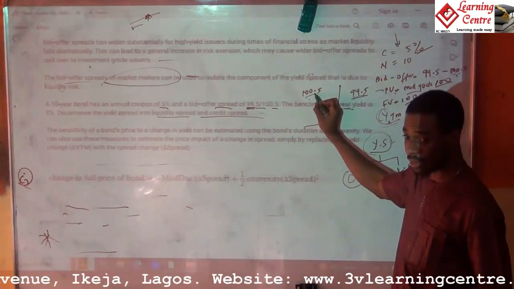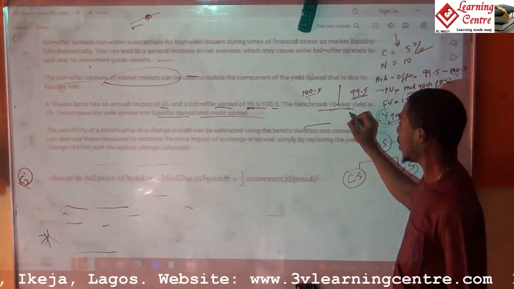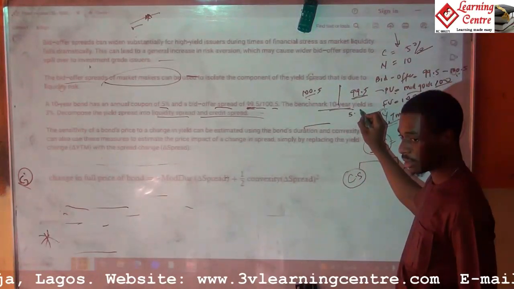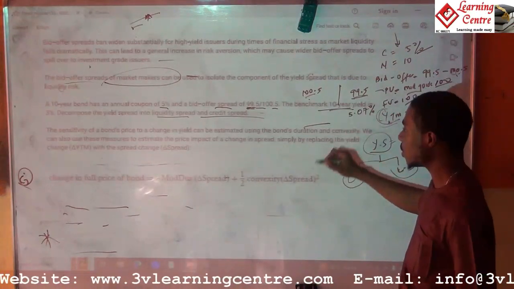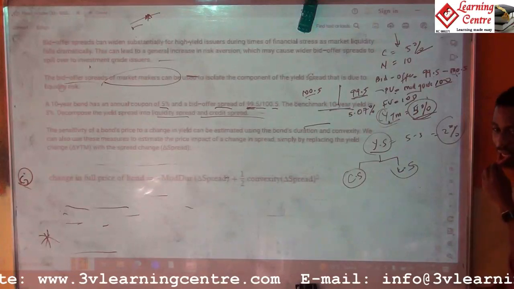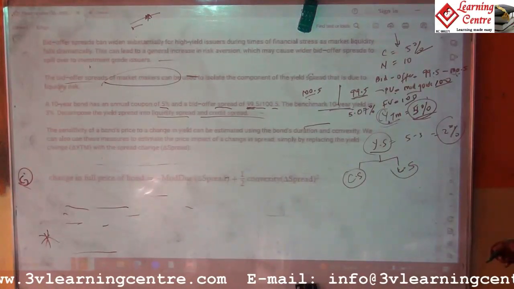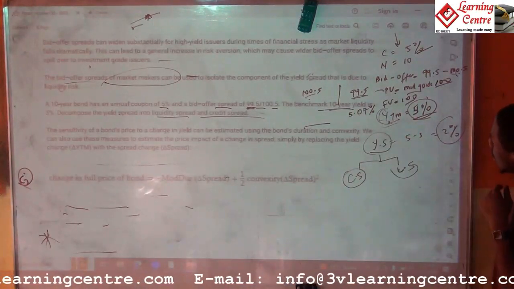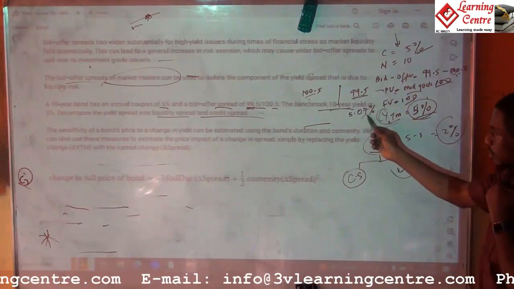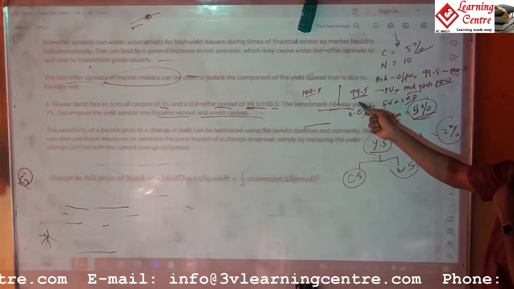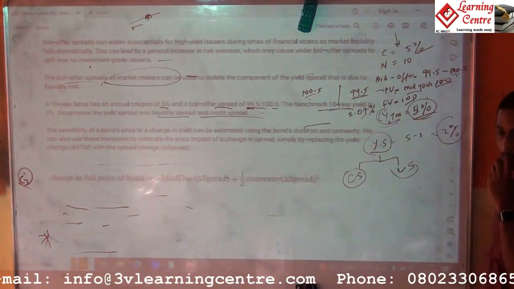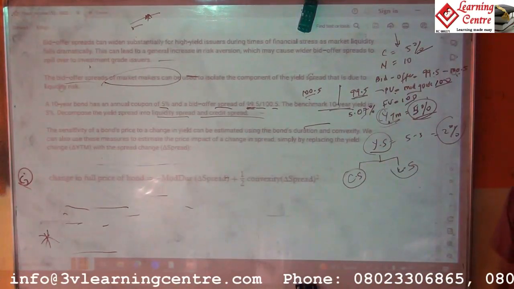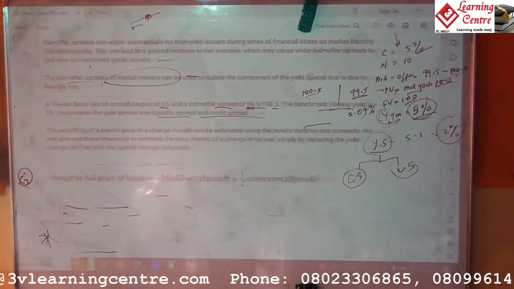At 100.5, with a 5% coupon and 10 years, the yield is not actually more than 5, it comes out less than 5.